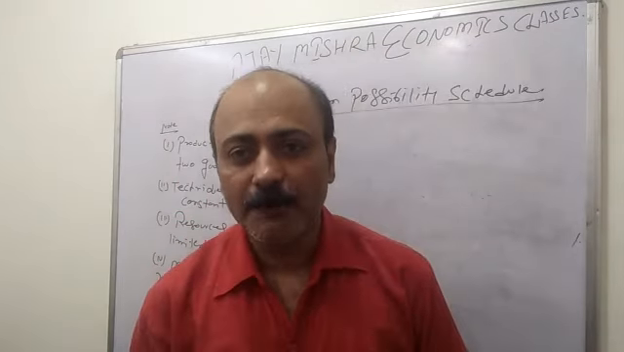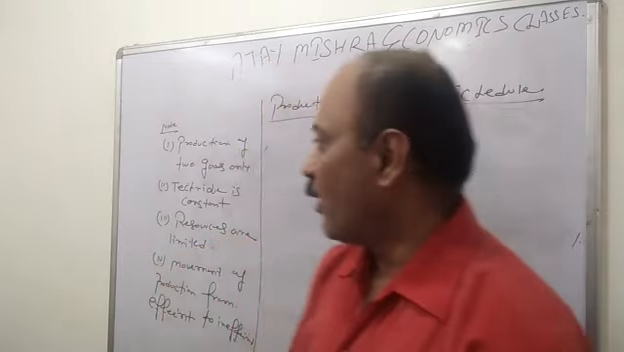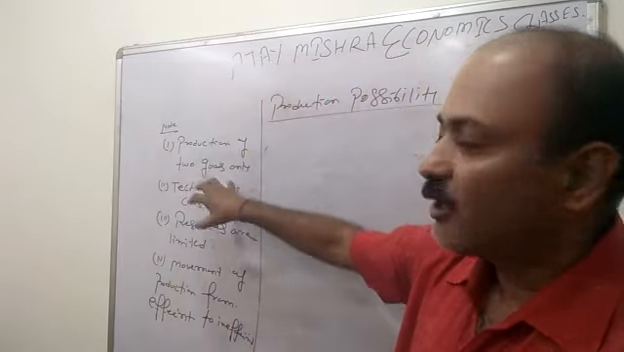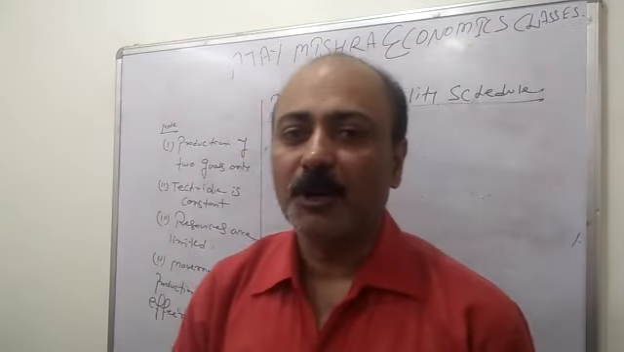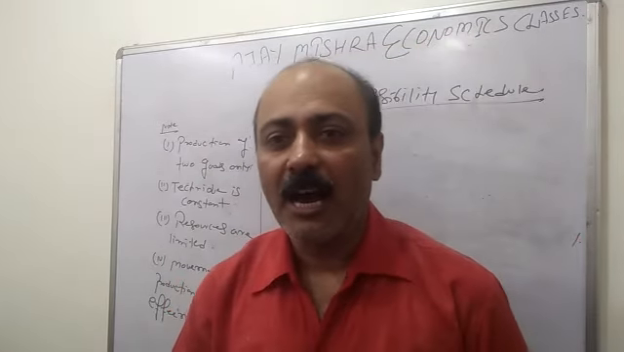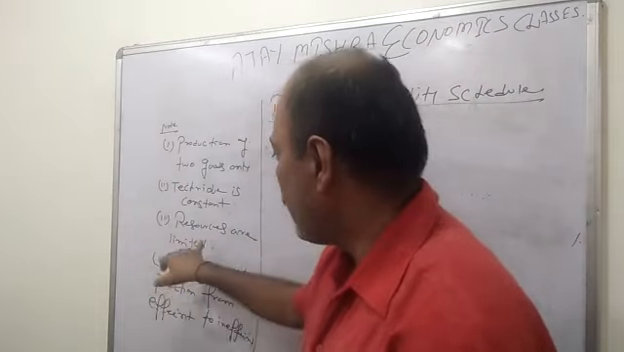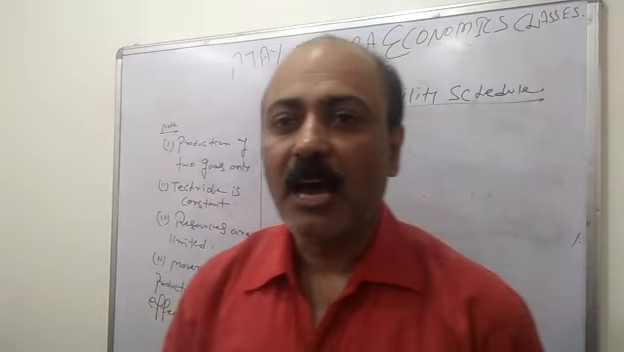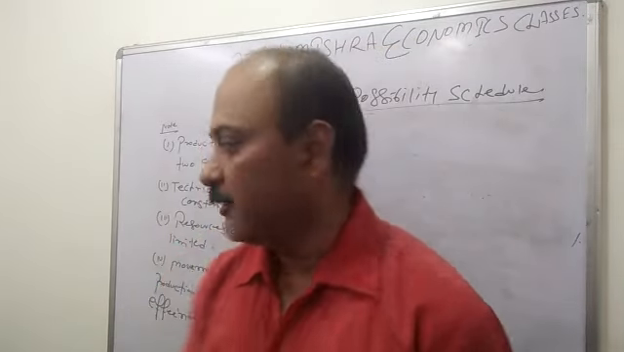When we explain the production possibility curve, what are the 4 points? Production of two goods only. We are going to produce only two goods. Second one is technologies are constant. Number third, resources are always limited.